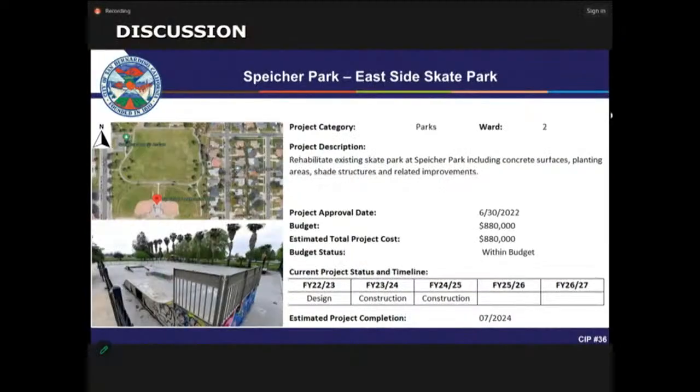So the next project is Spiker Park East Side Skate Park improvements. The project involves a rehabilitation of the existing skate park at Spiker Park, including concrete surfaces, planting areas, shade structures, and related improvements. The project is currently in design phase. Total funding is approximately $880,000. We are currently in design phase, and anticipated completion is in fiscal year 24-25.